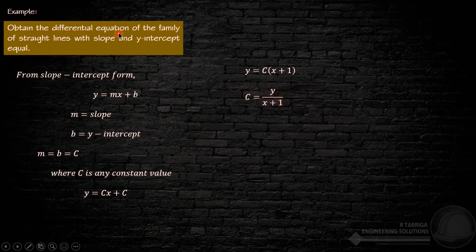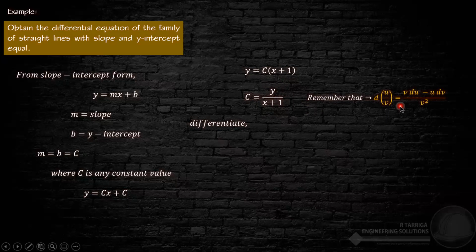In order to get the differential equation, we need to differentiate. Okay, so how do we differentiate this one? Remember in calculus, you have the derivative of u over v. This is u over v because y and x are variables. Remember that the derivative of u over v is equal to v du minus u dv all over v squared. This is so-called implicit differentiation. We will differentiate both sides of the equation simultaneously.